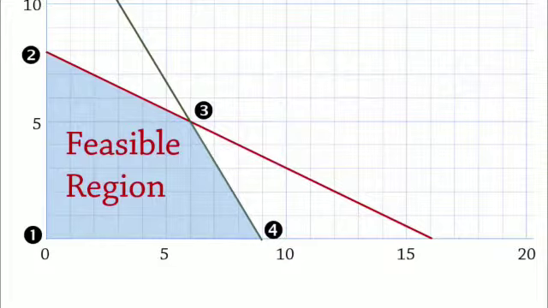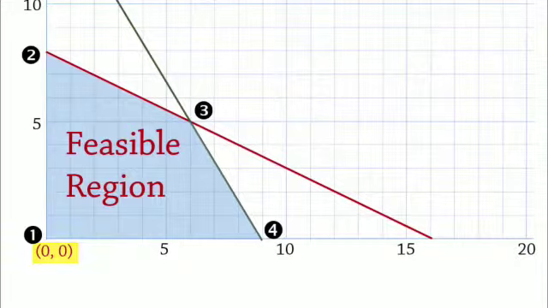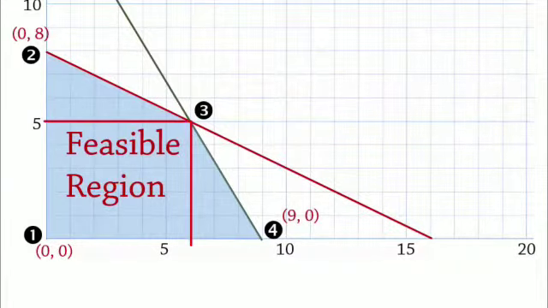At corner point 1, the coordinates are clearly (0, 0). At point 2, (0, 8). At point 4, (9, 0). Now, those are easy to see. For corner point 3, we can see that the coordinates are 6 and 5 by eyeballing. That is, looking at it very closely.